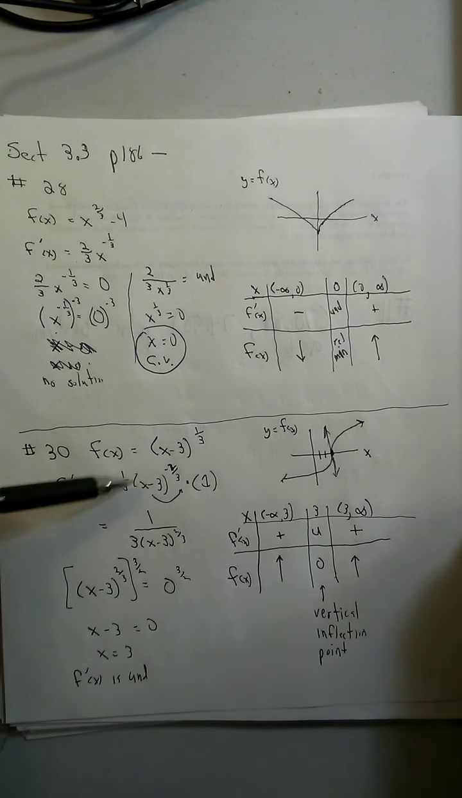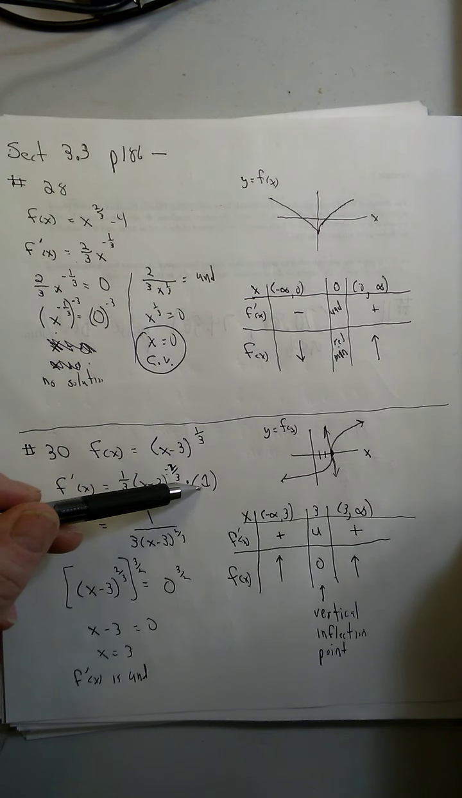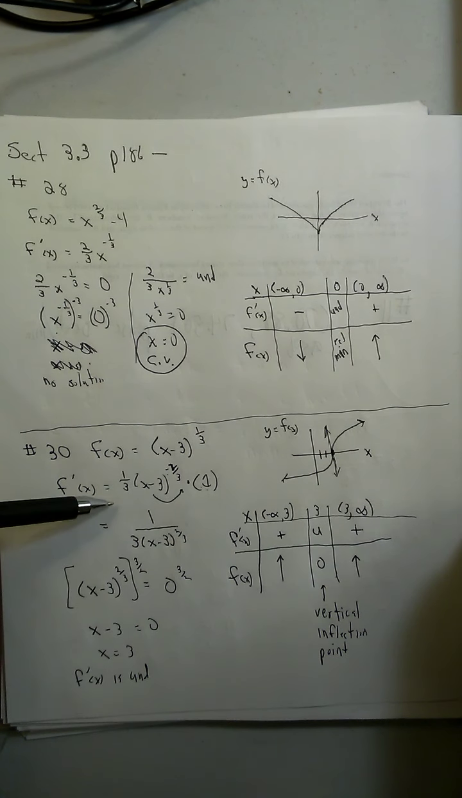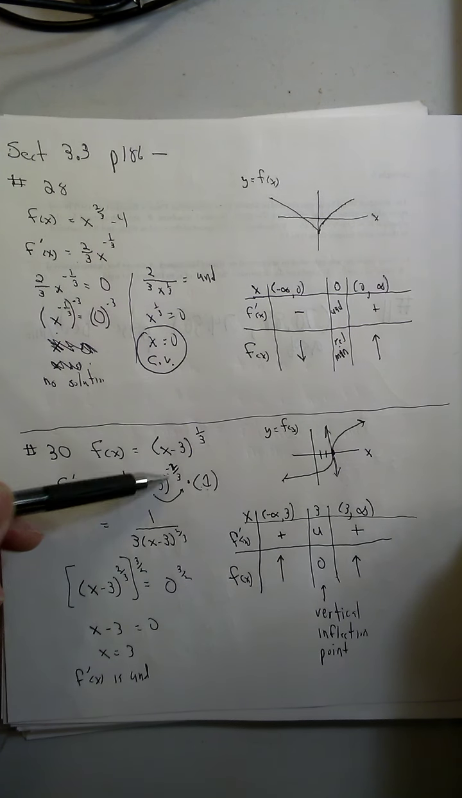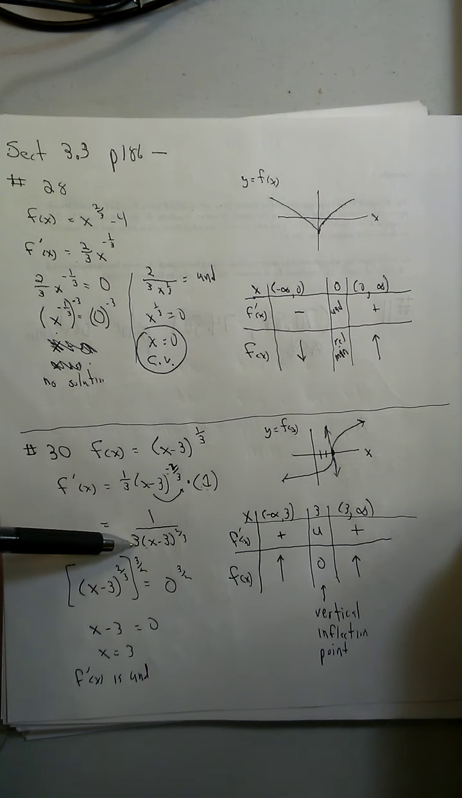Take the derivative, use the general power rule: 1/3, base, reduce the power by 1, chain rule on the base. The derivative of x minus 3 is 1. Simplify this, remove the negative exponent: 2/3 power in the denominator, and the 3 moves to the denominator.